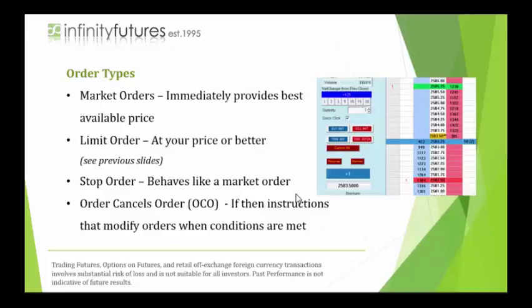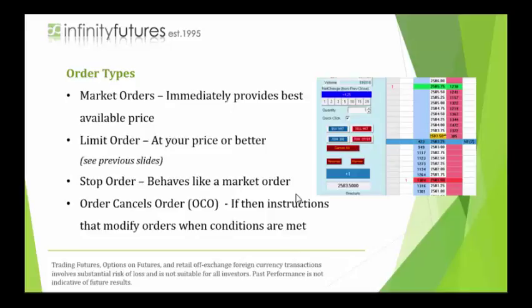Order types. There's really only three basic types of orders. Okay, there's market orders, which are orders that get filled immediately at the best available price. There's limit orders, which are filled, we've been talking about limit orders, of course, but the definition of a limit order is at your price or better. And then there's stop orders, which behave like a market order. And the stop order could be used for protection. It also could be used to enter the market, and we'll talk more about that in a second.